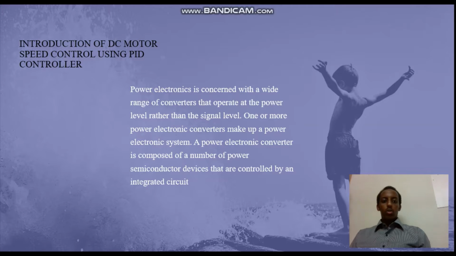Introduction: DC motor speed controller using PID controller. Power electronics is concerned with a wide range of converters that operate at the power level rather than the signal level. One or more power electronic converters will make up a power electronic system. A power electronic converter is composed of a number of power semiconductor devices that are controlled by an integrated circuit.